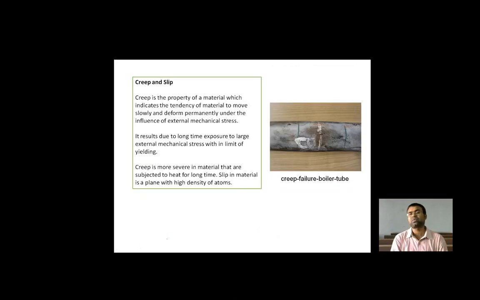So now the next one is the creep mechanical property. So creep, the figure is boiler to failure. So it is a very progressive mode of failure. The property of creep in the material indicates the tendency of the material to move slowly and deform permanently under the influence of external mechanical stress, as well as exposure to temperature, constant temperature also.